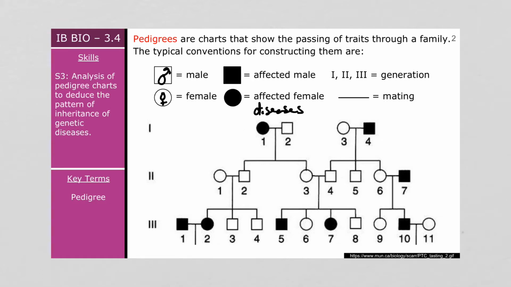And the generations are numbered in Roman numerals. So this would be the first generation, second generation, and third generation represented here. And this line means mating. So this number 2 and 3 in generation 2 are the children of this pairing. And so this means a mating pair.